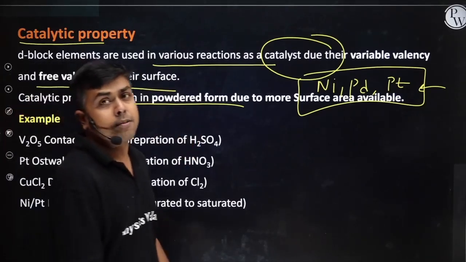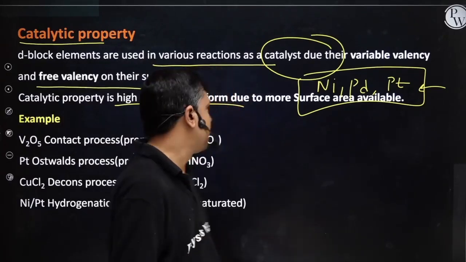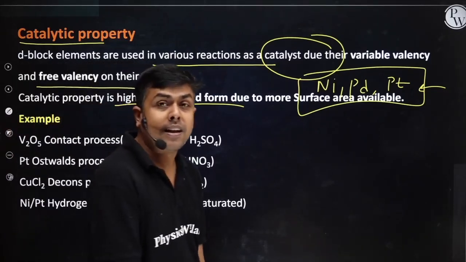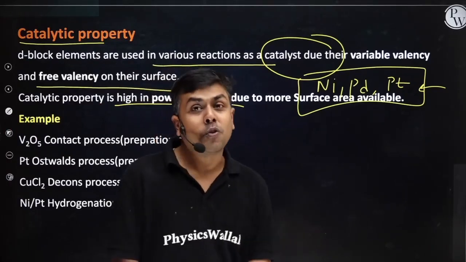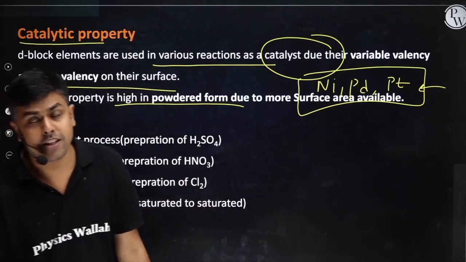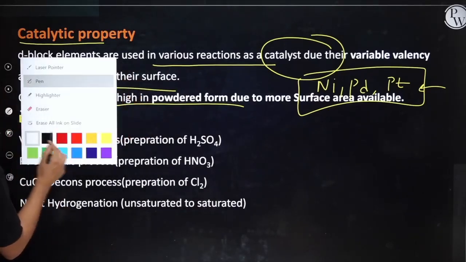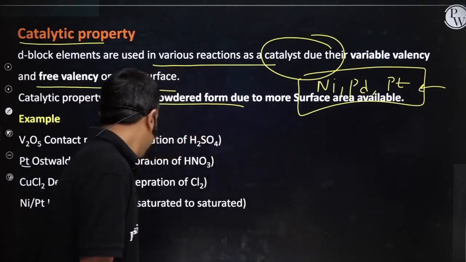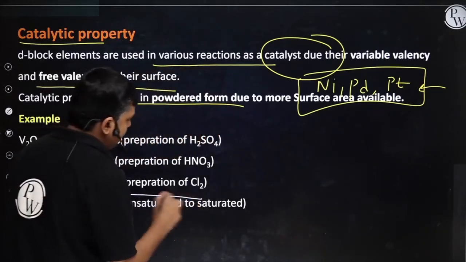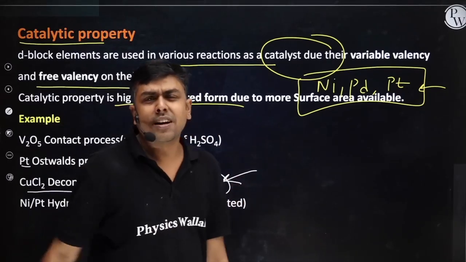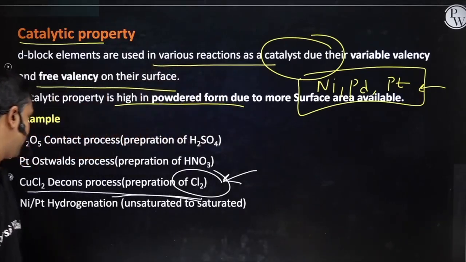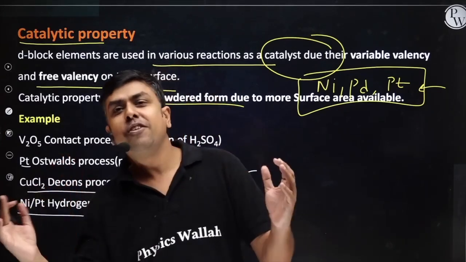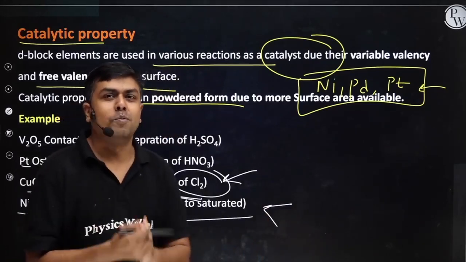If I talk about a few catalysts of d block elements, they are vanadium pentoxide, V2O5. We have studied it in the contact process for the preparation of H2SO4, right, students? Then we have studied Pt for the preparation of HNO3, nitric acid, right? Ostwald process we have studied for the preparation of HNO3, and there we use the catalyst platinum. We even use platinum in hydrogenation reactions, Ni, Pd, Pt. Next one, CuCl2, Deacon's process for the preparation of chlorine. We'll study about it in p block elements in the upcoming chapter. Then Ni, Pd, Pt, I was talking about these only. We use these Ni, Pd, Pt catalysts in hydrogenation reaction. Shall we move ahead? Let's move ahead.